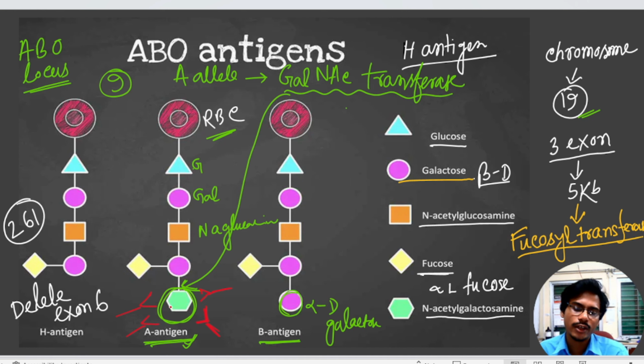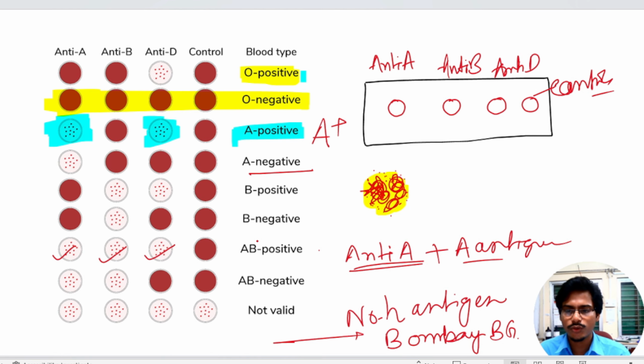So in the AB blood group, both the A allele and the B allele are expressed. For the AB blood group, both kinds of genes are expressed. That is called the co-expression of the alleles, and that gives AB. And if the RH factor is also present there, it will be AB positive. Let's try, and I hope you understood.